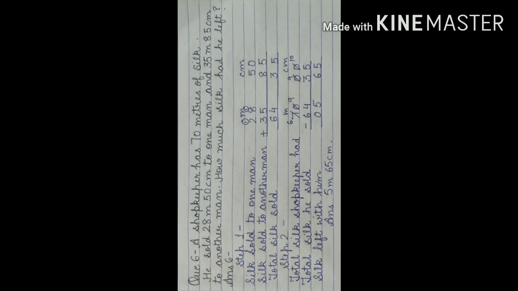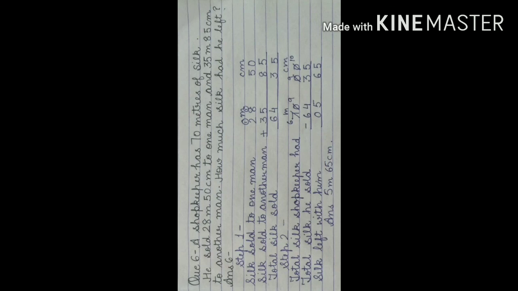In this question, first we will calculate how much length of silk did he sell to the two men, and when we will get the total silk which he sold, we will subtract from the total silk the shopkeeper had. Then we will get the answer. So we are going to solve this question in 2 steps.